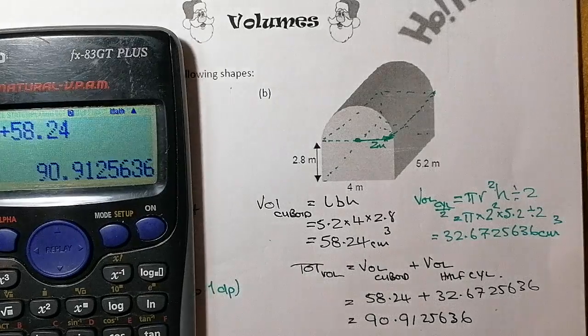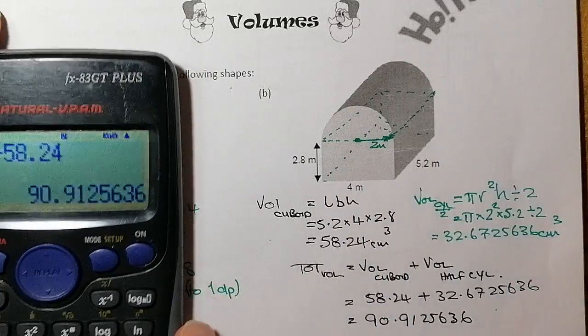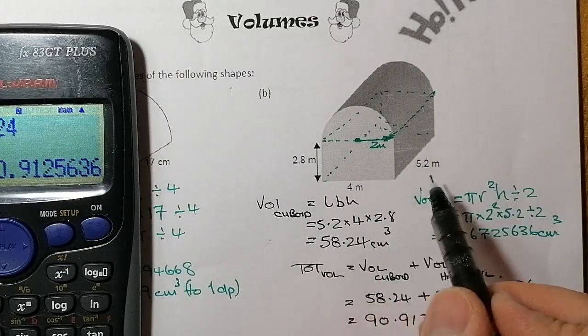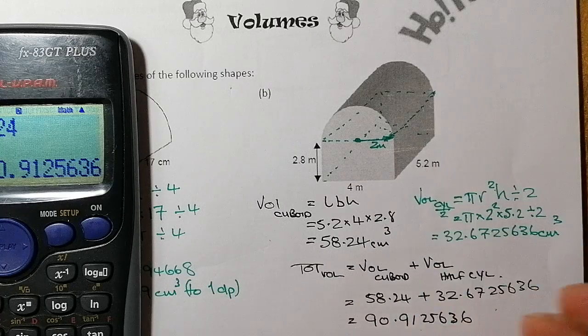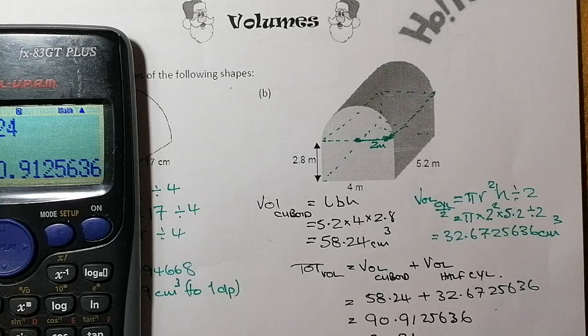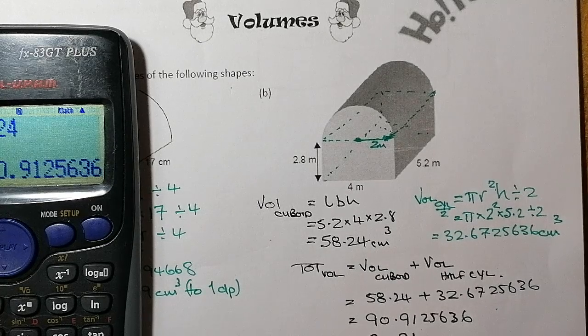Right, so I've not been asked to round that to anything in particular, so I'm just going to go one better than what I've been given in the question. So I've been given 1 decimal place, I'm going to round it to 2 decimal places. So that's going to be equal to 90.91 cubic meters. I'm going to change that up above as well, so that's cubic meters.